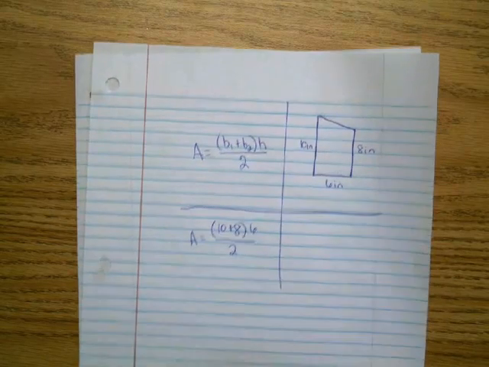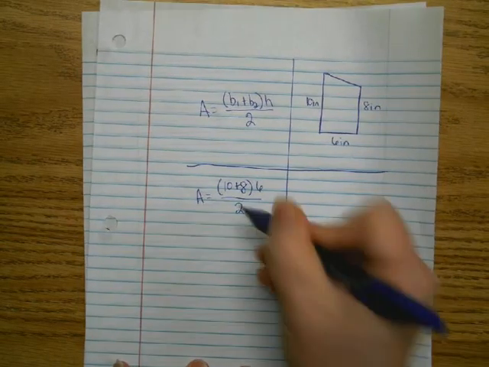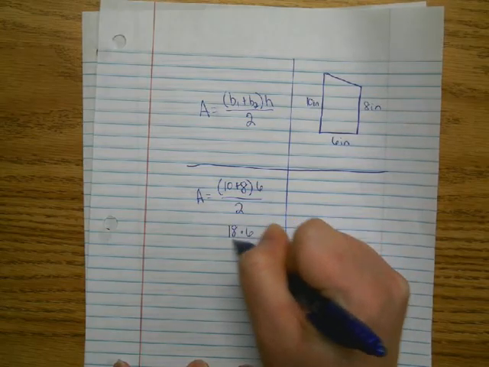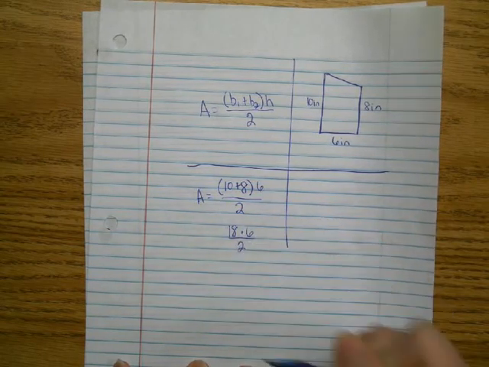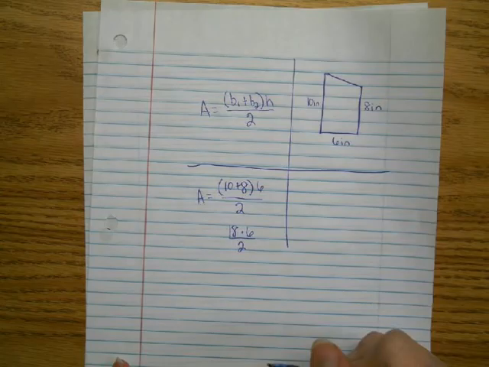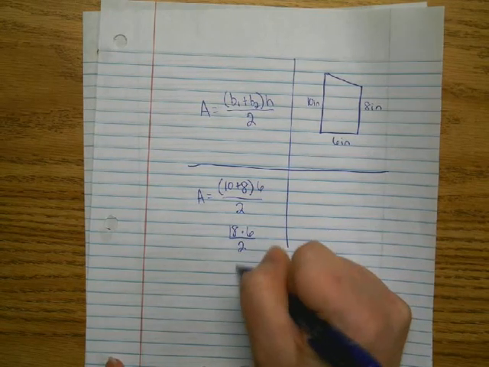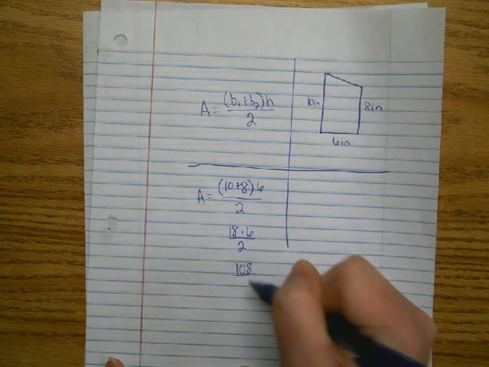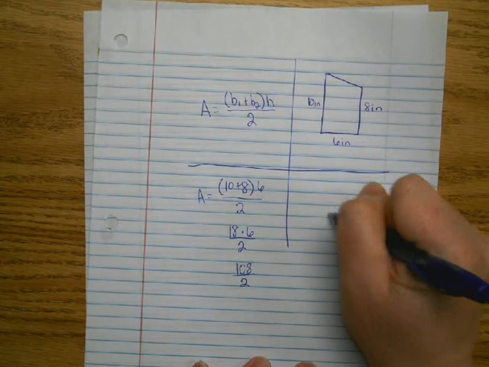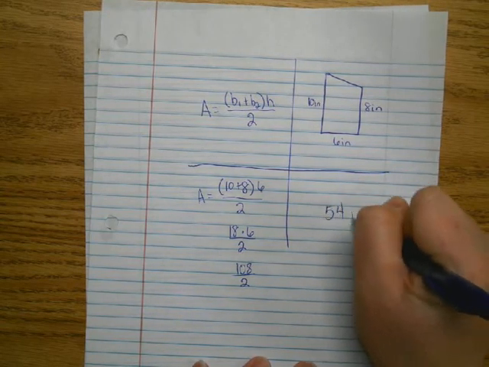Well, if I use my order of operations, 10 plus 8 is 18, and 18 times 6 then is still there. Well, 18 times 6 is going to be 108. And 108 divided by 2 is going to be 54 inches squared.